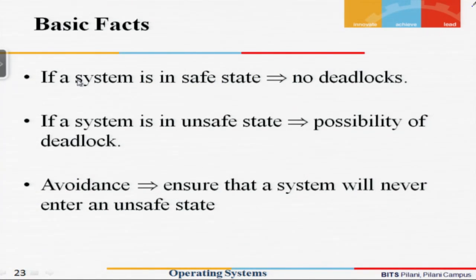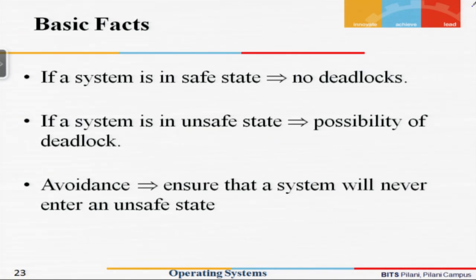So there are a few basic facts which we need to think about the safe state. If a system is in a safe state, it guarantees there would be no deadlock. If a system is in an unsafe state, it is indicative of a possibility of a deadlock.